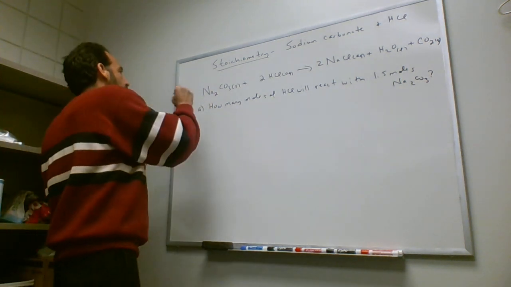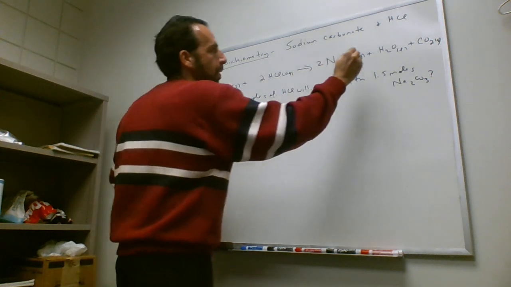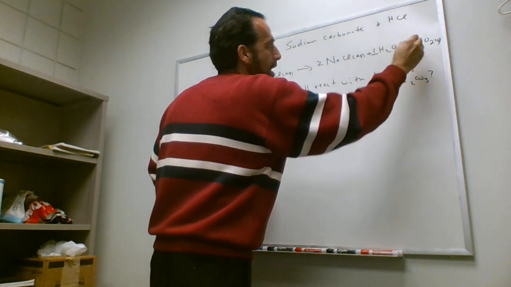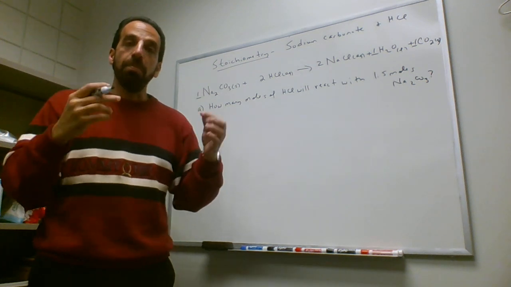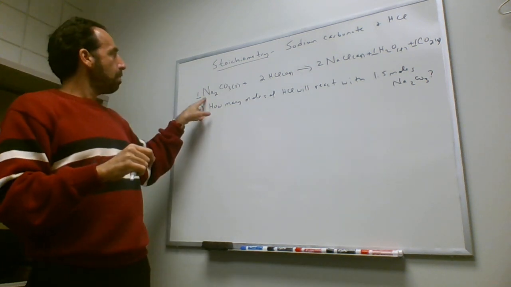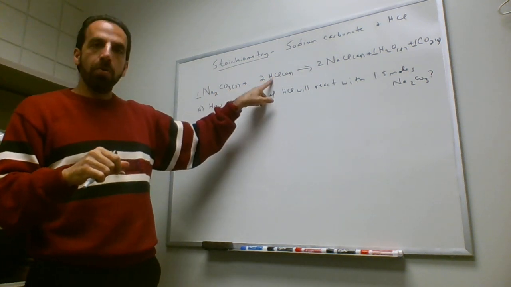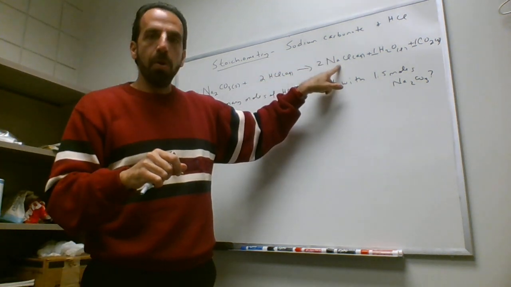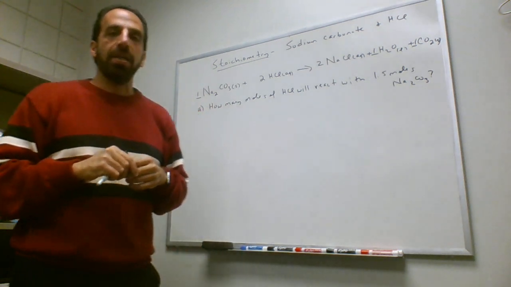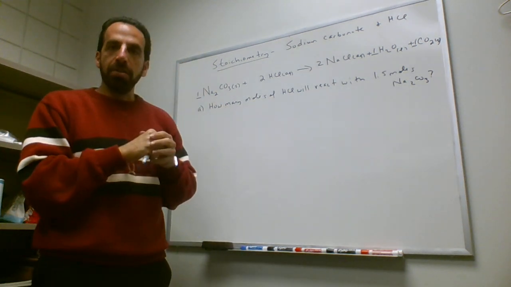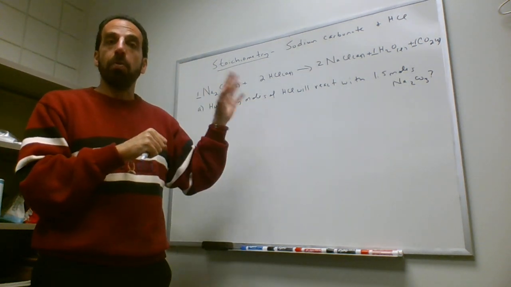And again, one thing about that, if you don't put coefficients in front of these species, it's understood to be 1. So basically, I have 1 mole of sodium carbonate plus 2 moles of hydrochloric acid will give 2 moles of sodium chloride, 1 mole of water, and 1 mole of carbon dioxide gas. So all these chemical reactions are written in terms of mole to mole ratio.